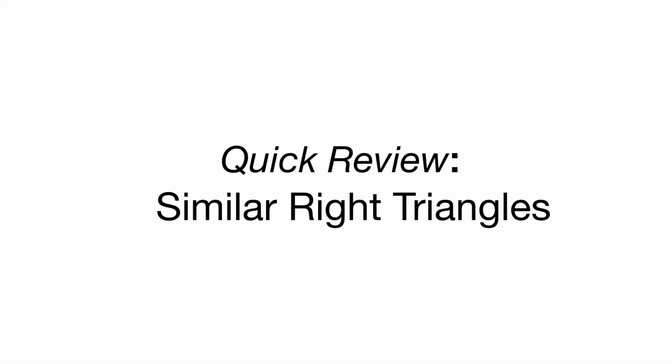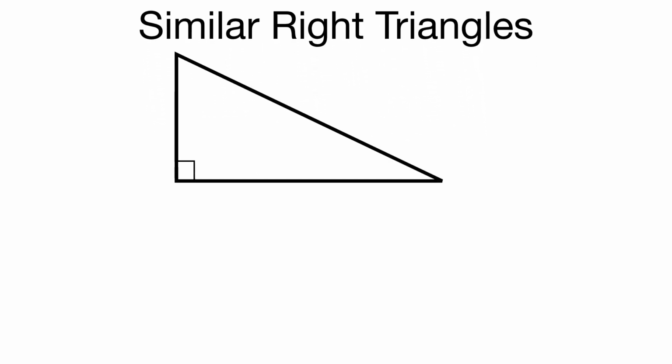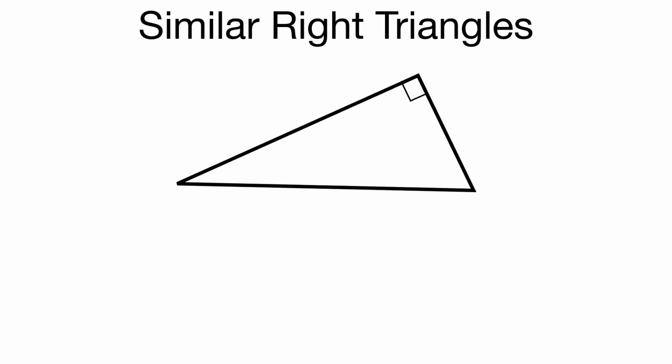Here is a quick review on similar right triangles, focusing on finding leg lengths. Let's start with the right triangle, and we're going to drop an altitude from the right angle. I'm going to turn my triangle around so I can do that a little bit easier. So I'm going to drop that altitude, which is perpendicular to the hypotenuse.